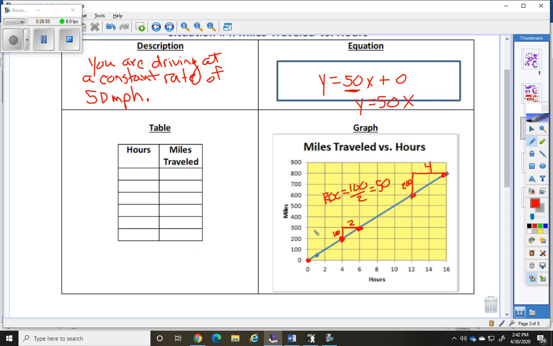And now I can fill in my table. Actually, I could just fill in my table from some of the points that I see in my graph. I saw a 0, 0. I saw a 4, 200. I see a 6, 300. I see 12, 600. I see 16, 800. They want another one. Who says I have to go in order, right? I could back down to hour 8. At hour 8, you went 400.